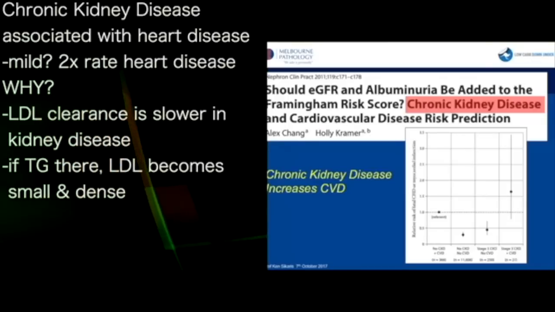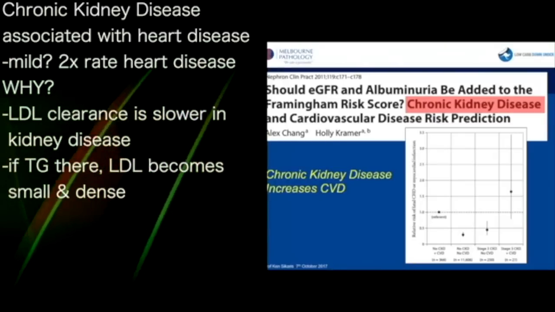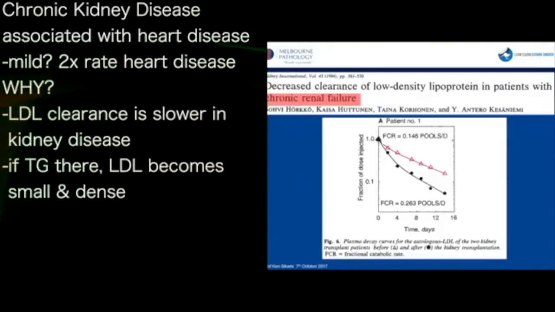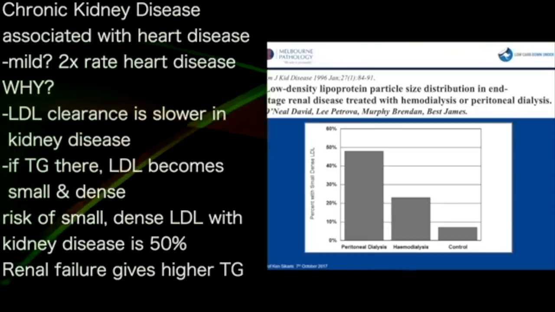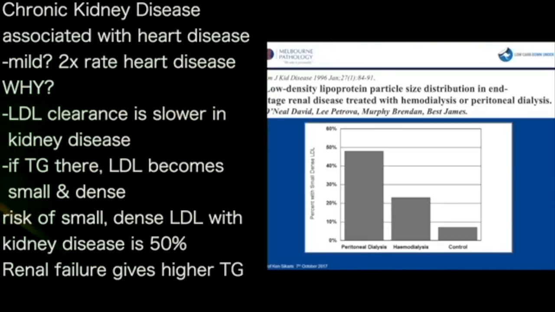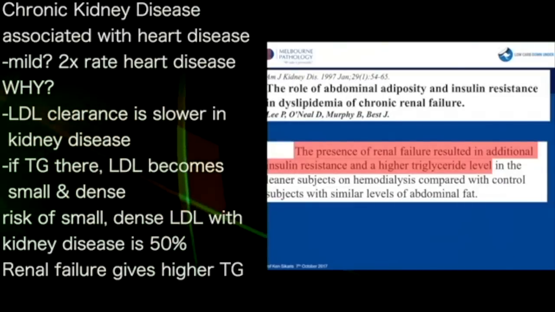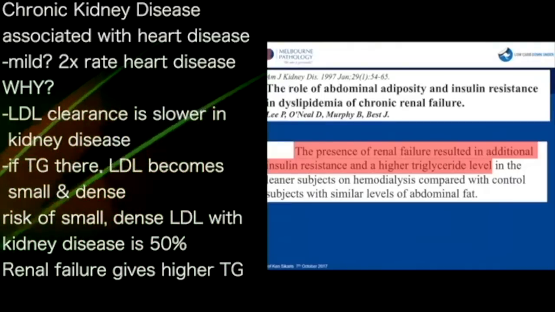What about chronic kidney disease? It is another thing that is associated with heart disease. So people with even mild chronic kidney disease have twice the rate of heart disease. Why is that? Well, LDL clearance is slower in kidney disease. It hangs around, and if there's triglycerides present, it becomes small and dense. The likelihood of having small dense LDL in kidney disease is 50-50. Half the patients with kidney disease have small dense LDL. So the presence of renal failure results in additional insulin resistance and higher triglyceride levels. And that's how kidney disease affects things.